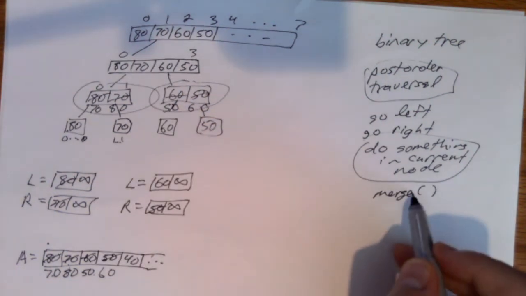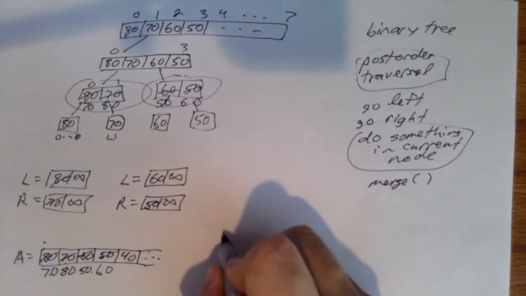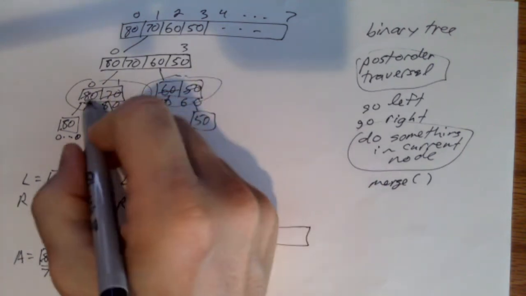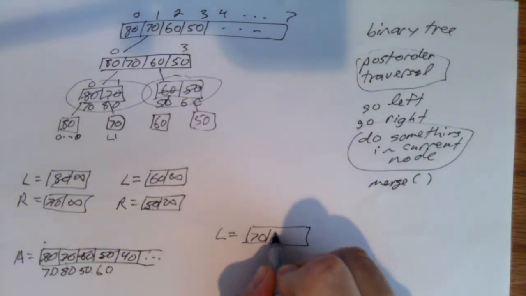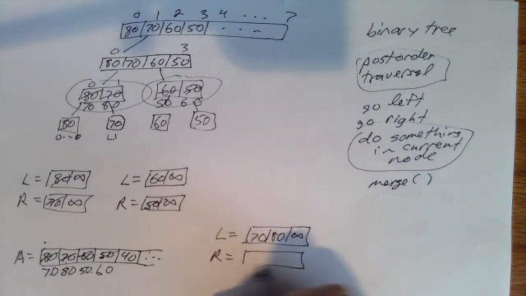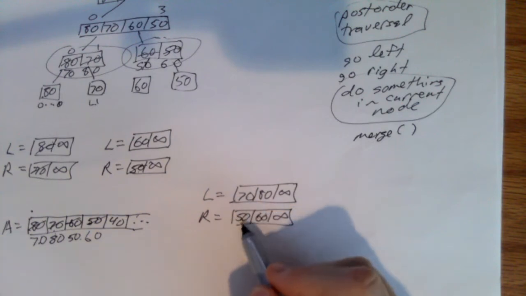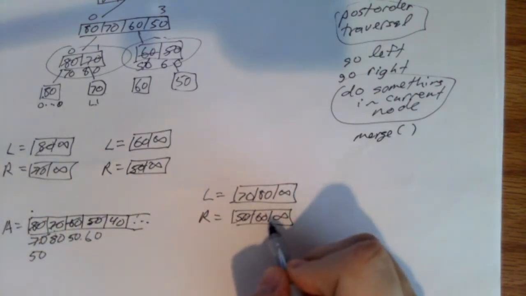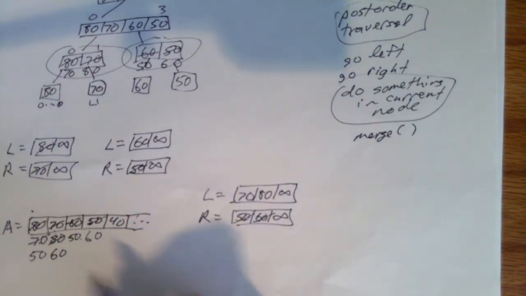So now we're ready to combine those. When we get to here, we do the merge. Now L will be equal to this. We said it was 70, 80, infinity. R will be equal to 50, 60, infinity. And then when we look back at A, we compare 50 to 70. 50 is smaller, so now we put 50 right there. Compare 70 to 60. 60 is smaller. We put 60 right there. So now we have 50, 60, 50, 60 in our array.